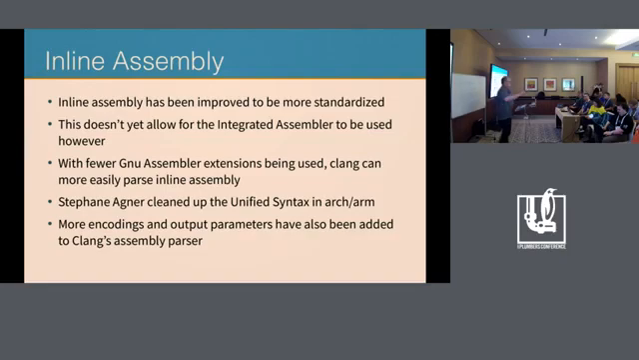And another question here. I think it should be on now. Yeah, okay. So the integrated assembler, does that mean that Clang can change our inline assembly? Or does it guarantee that those exact instructions will be emitted?